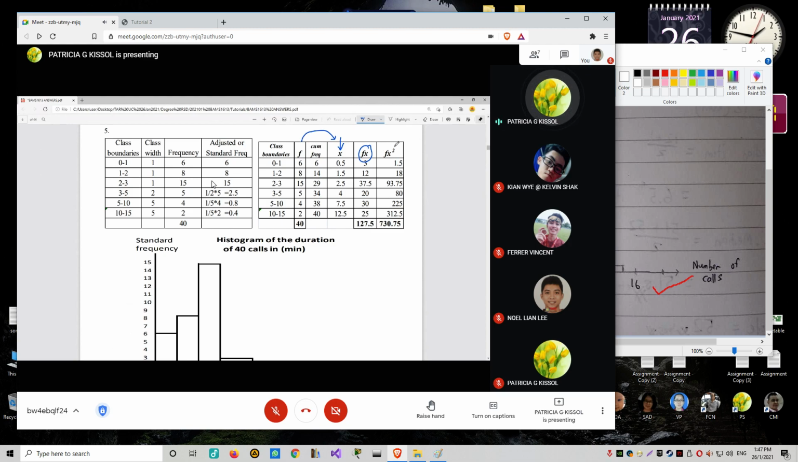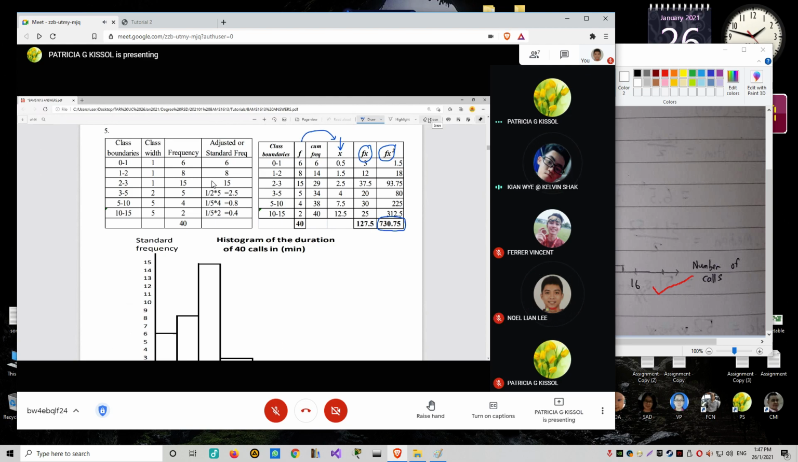And of course, we also need to calculate fx squared. That means the value of fx, you multiply again with the x to give you all these values. And the total is 730.7. Is it clear so far, class?